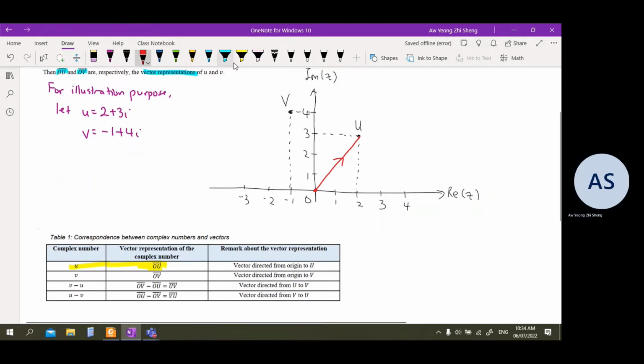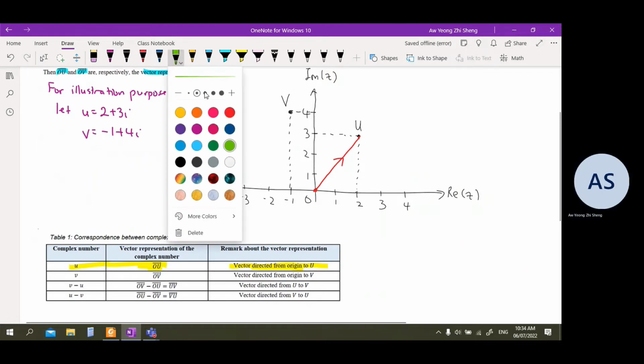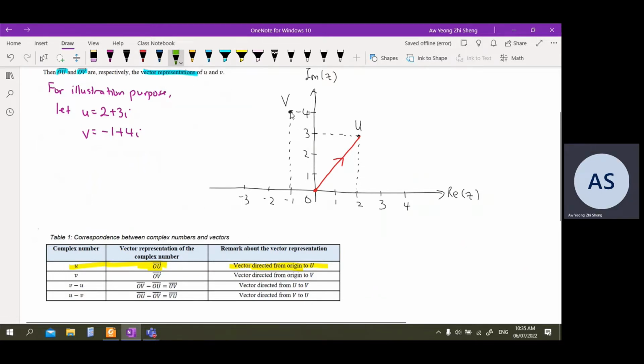I also describe this vector OU in words: it is a vector directed from origin to U. Similarly, the vector OV is a vector representation of the complex number V. You just need to direct a vector from the origin towards capital V. So the red and the green arrows are vector representations of the complex numbers U and V respectively.